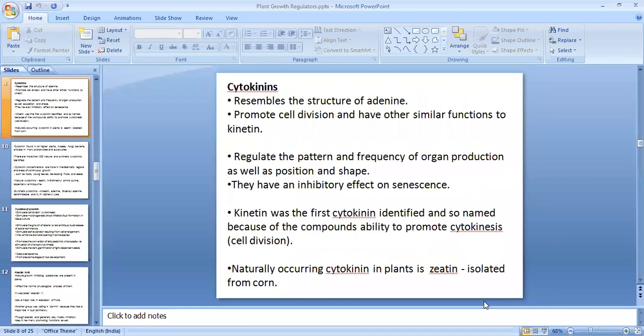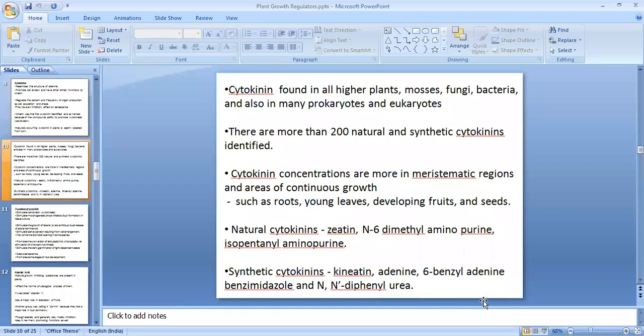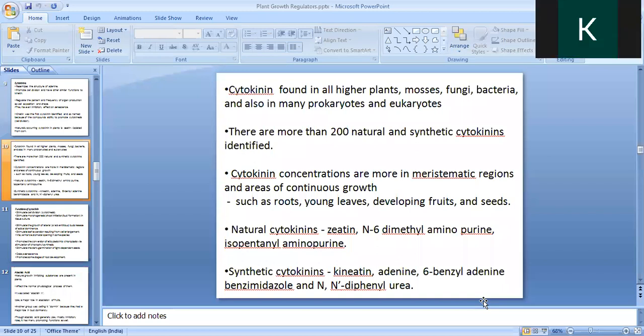And next, you can see about the cytokinins. They resemble the structure of adenine, and they have similar functions to that of kinetin, which is the synthetic cytokinin. And these cytokinins play an important role in cell division. That is, they are the compounds that promote cytokinesis, that is nothing but cell division. And the naturally occurring cytokinin is zeatin, which is obtained from corn. And this cytokinin is present in all the higher plants, mosses, fungi, bacteria. And also it is present in prokaryotes and eukaryotes. There are about 200 natural and synthetic cytokinins identified till now.